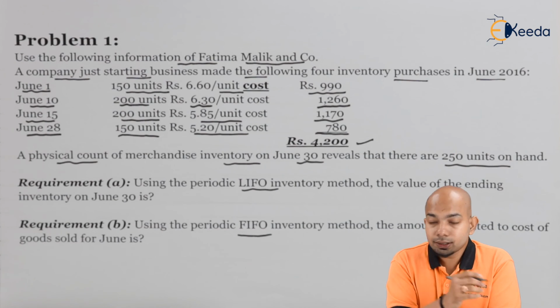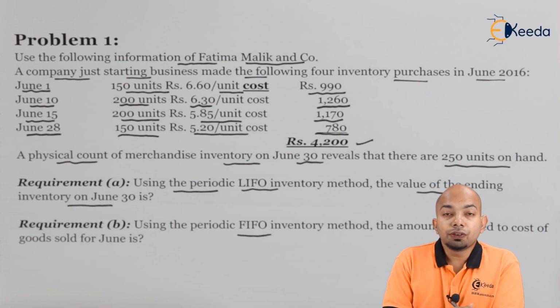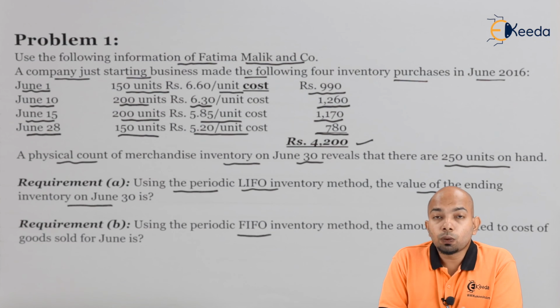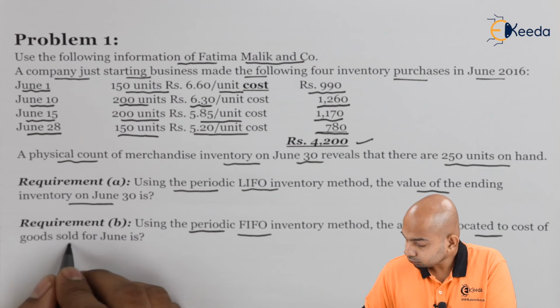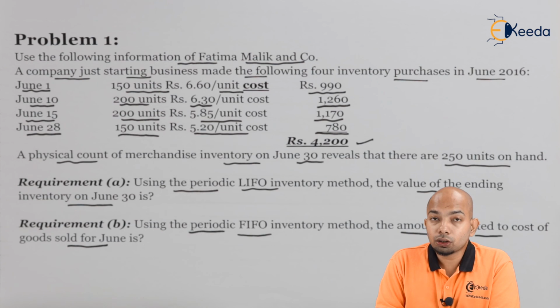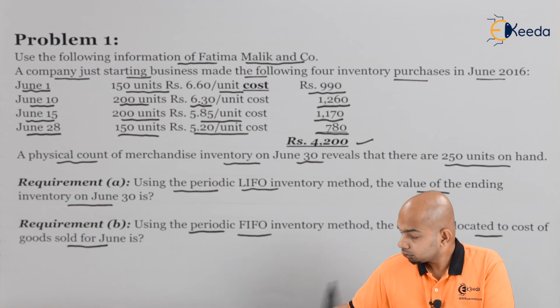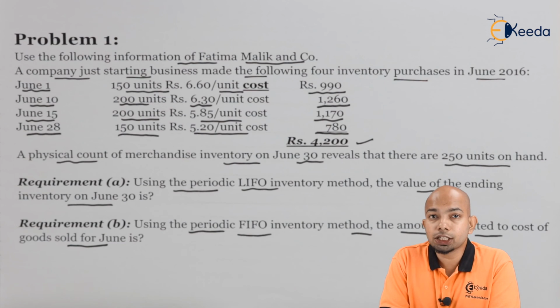The first requirement here is to use the LIFO method and figure out the value of the inventory at the end of June 30. The second requirement is, using the periodic FIFO method, to figure out the amount of cost of goods sold in June. That is what we have to figure out. So the question has been made clear to you. Let's go and start with the working first.